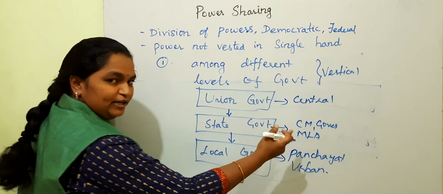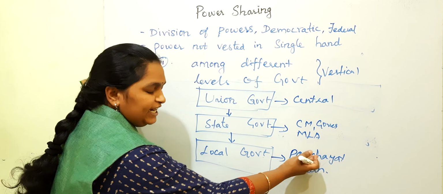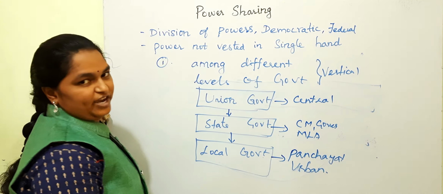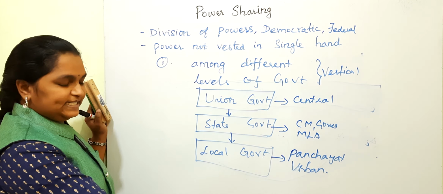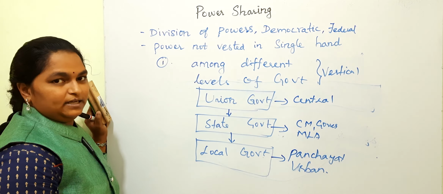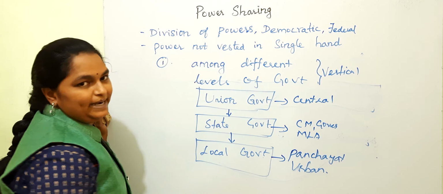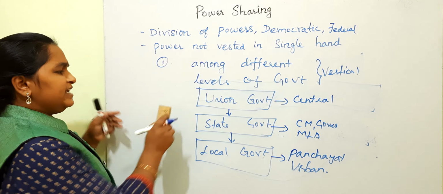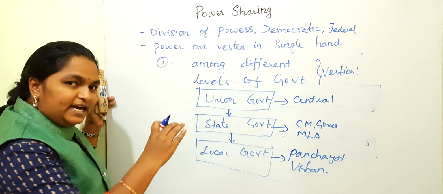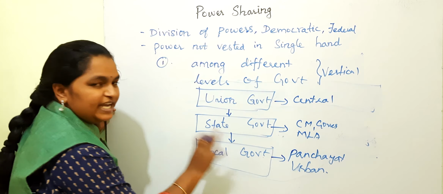See, in the cities and metro cities, corporation, we have urban government. In local rural areas, we have panchayat government. Recently in Tamil Nadu, we passed the local government elections also. Fine, children, here they divided the powers among these three governments.